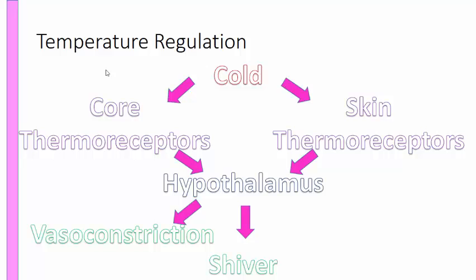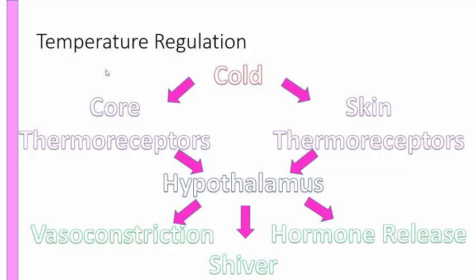We're also going to start shivering, and this is our involuntary heat gain process. If we start shivering, then we are having much more muscle contraction, and that's going to increase our heat production. And finally, we're going to increase our hormone release. If we are releasing more hormones like epinephrine and norepinephrine, then we're increasing our metabolic rate, and we're going to increase our heat production.